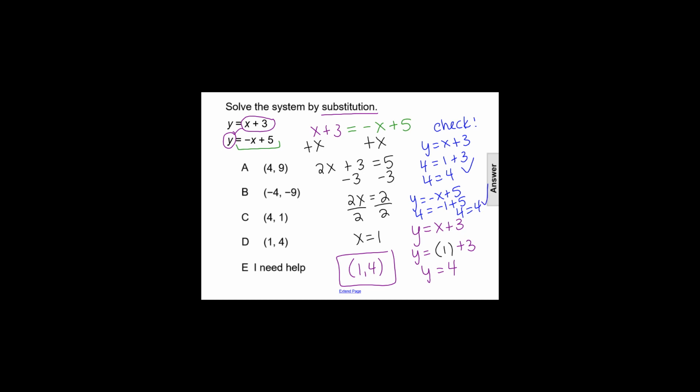So the solution we found to this system using substitution, and it checks out, is 1, 4, making our answer choice D.